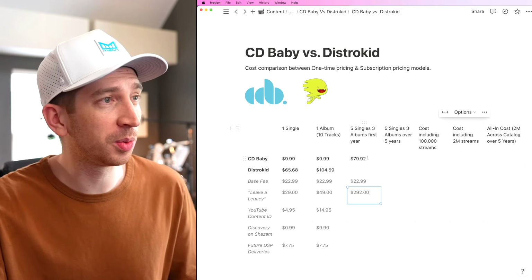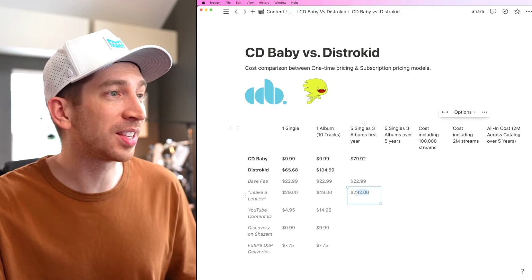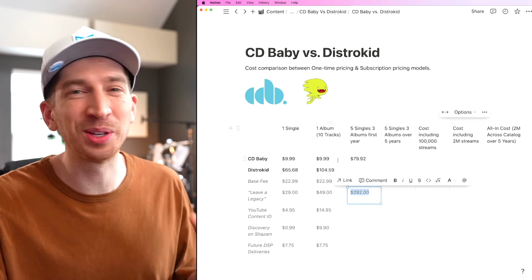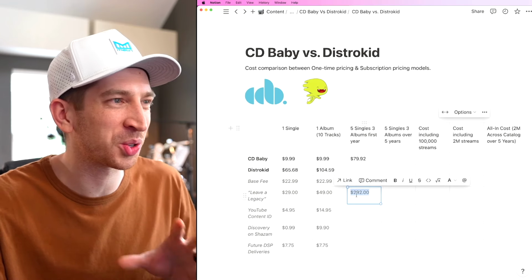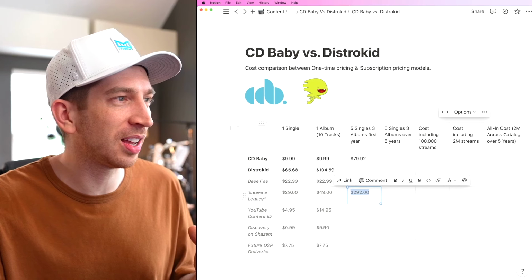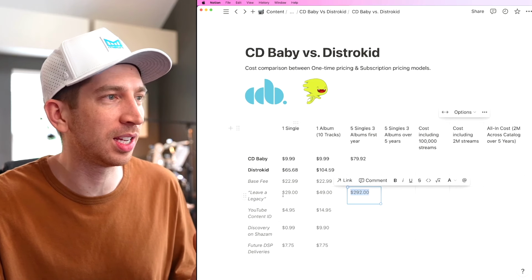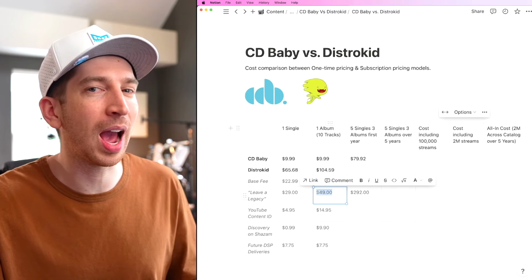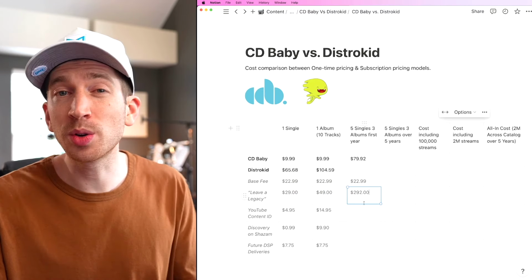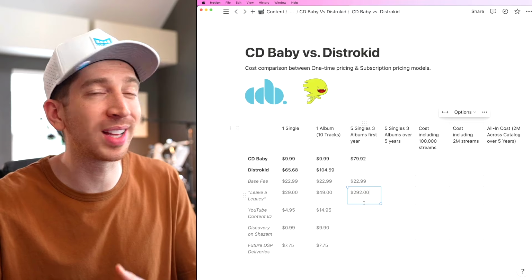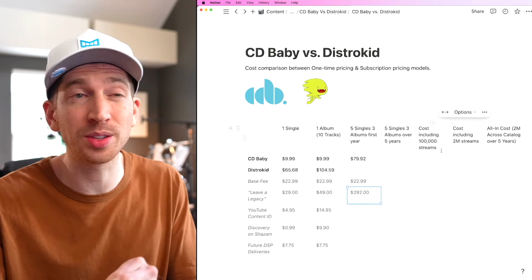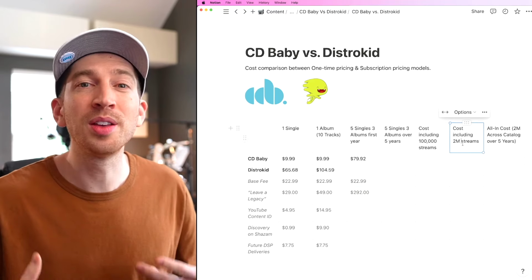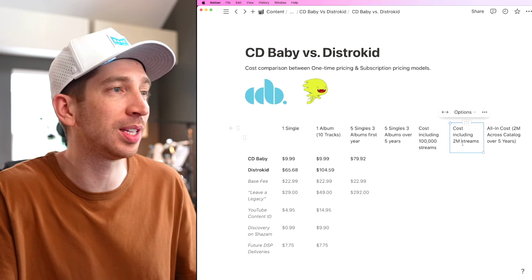You get that included with CD Baby, but for Distrokid, that's more than the entire distribution cost on CD Baby just right there. So honestly, if you are planning to leave a legacy, this right here alone already puts Distrokid in a higher price point. But remember, Distrokid doesn't take a cut of your royalties like CD Baby does. So be sure to stay tuned to the end where we include the streaming commissions into these calculations.